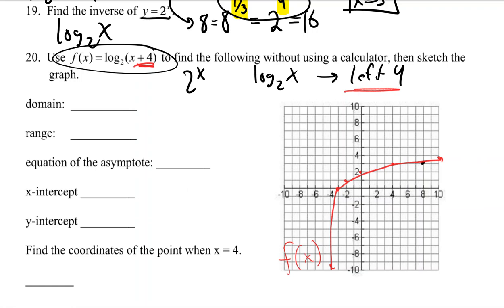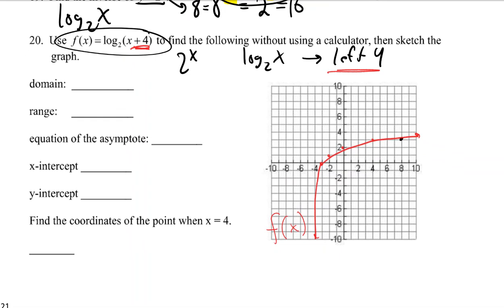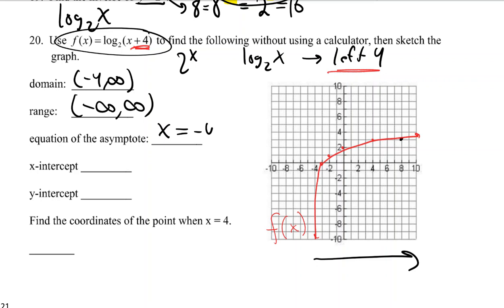So these questions are very similar questions, most of them are, to what we did with exponentials. Domain, describe the x values. -4 to infinity. Range, describe the y values. -infinity to positive infinity. The asymptote was at x equals 0, but then I shifted it left 4, so x equals -4. We did a few of those in the notes without even graphing, but it's also right here. It's a vertical line, so it has to have a vertical equation. That's why it's x equals and not y equals.